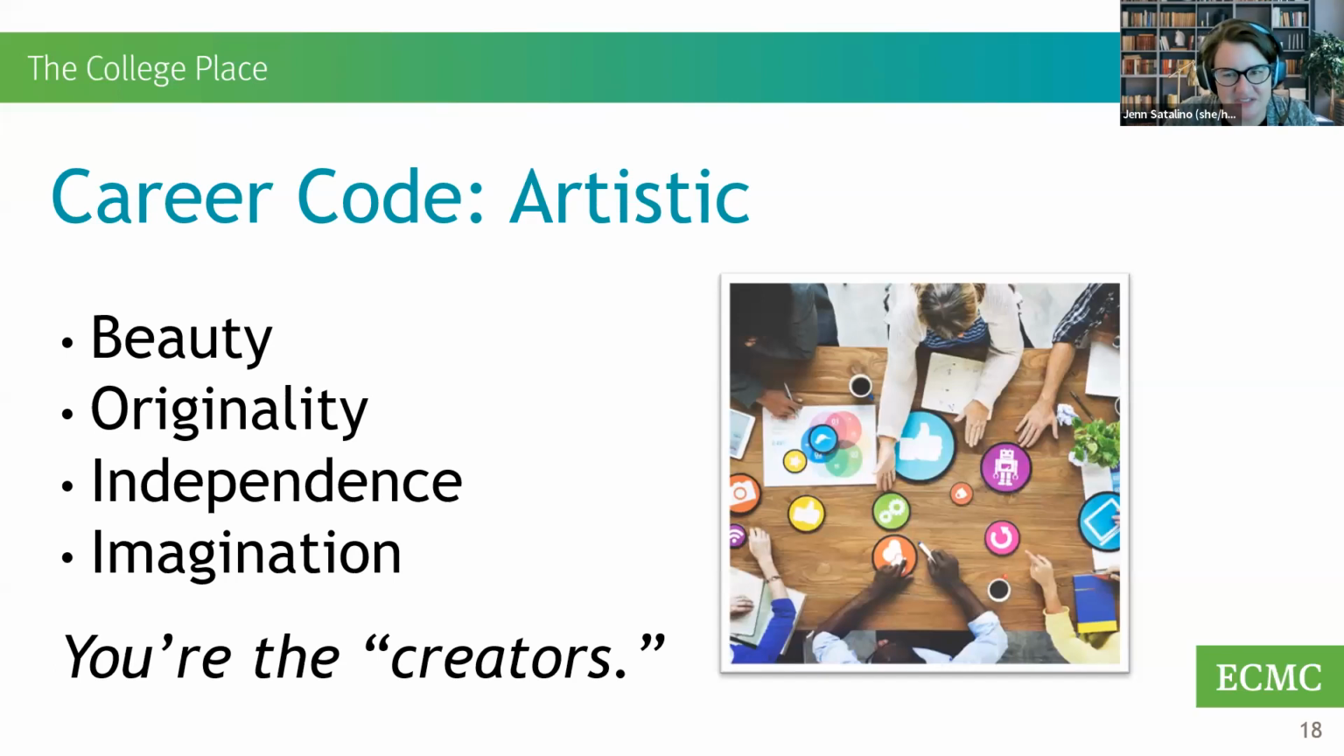The next letter in the RIASEC code is A, artistic. Artistic people like to work with ideas and things. You tend to be creative, inventive, original, perceptive, independent, but you don't necessarily like structures and rules. You're most likely imaginative, expressive, idealistic, and intuitive. You really like variety. You are the creators among us.